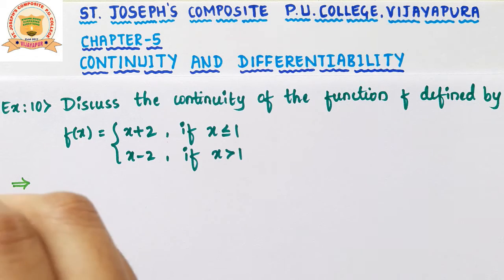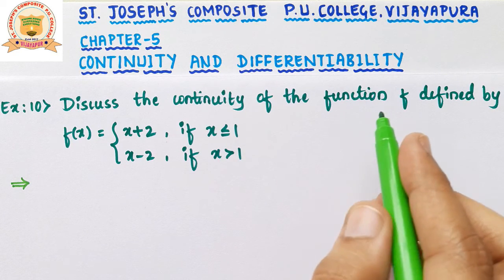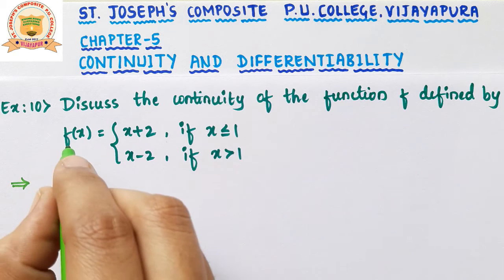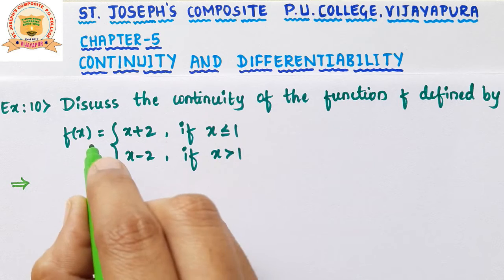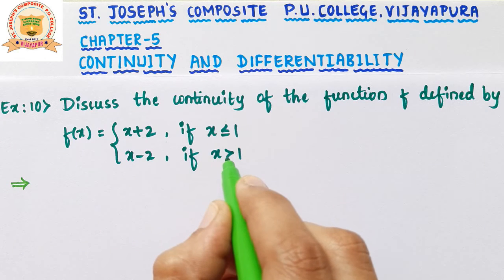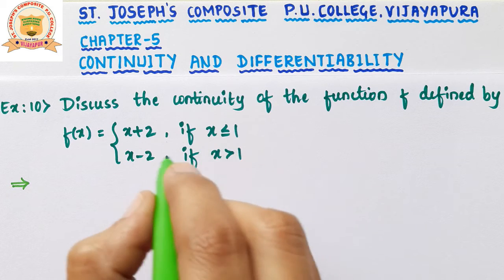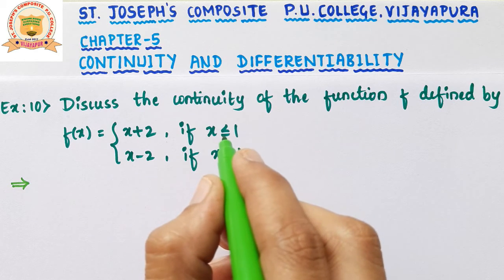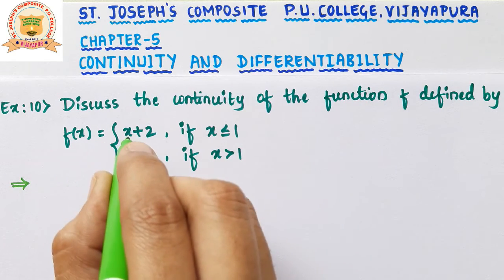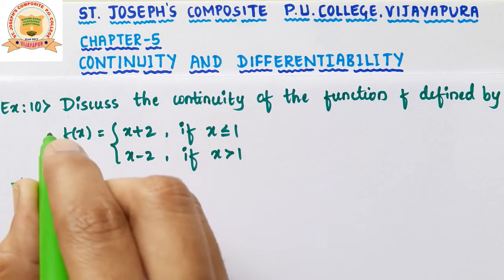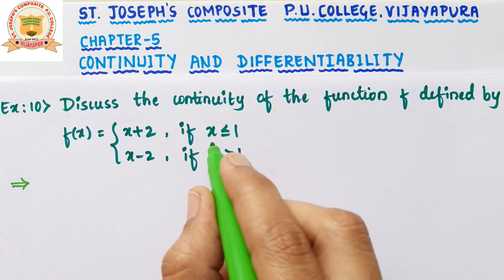We will take down the next example, example number 10. Discuss the continuity of the function f defined by f of x is equal to x plus 2 if x is less than or equal to 1, and its value is x minus 2 if x is greater than 1. The given function is different for different values of x. Here, for x less than or equal to 1 the function is x plus 2, and for x greater than 1 the function is x minus 2. This implies the function is defined for all the real numbers.